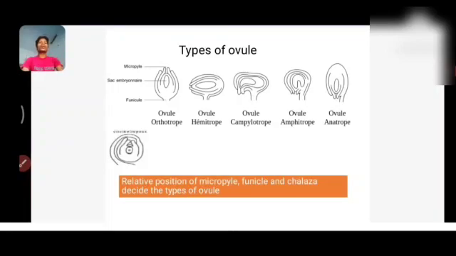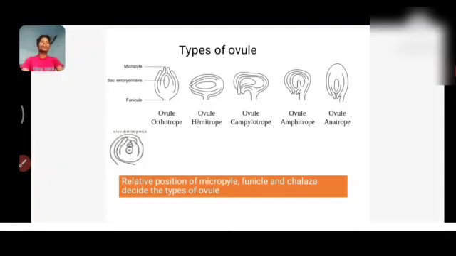First one is the orthotropous ovule. Ortho means straight, tropos means curved. It is the straight ovule. It is the simplest and most primitive type of ovule, in which the micropyle, chalaza, and funicle lie in one vertical line. We can see this type of ovule in some angiospermic families.